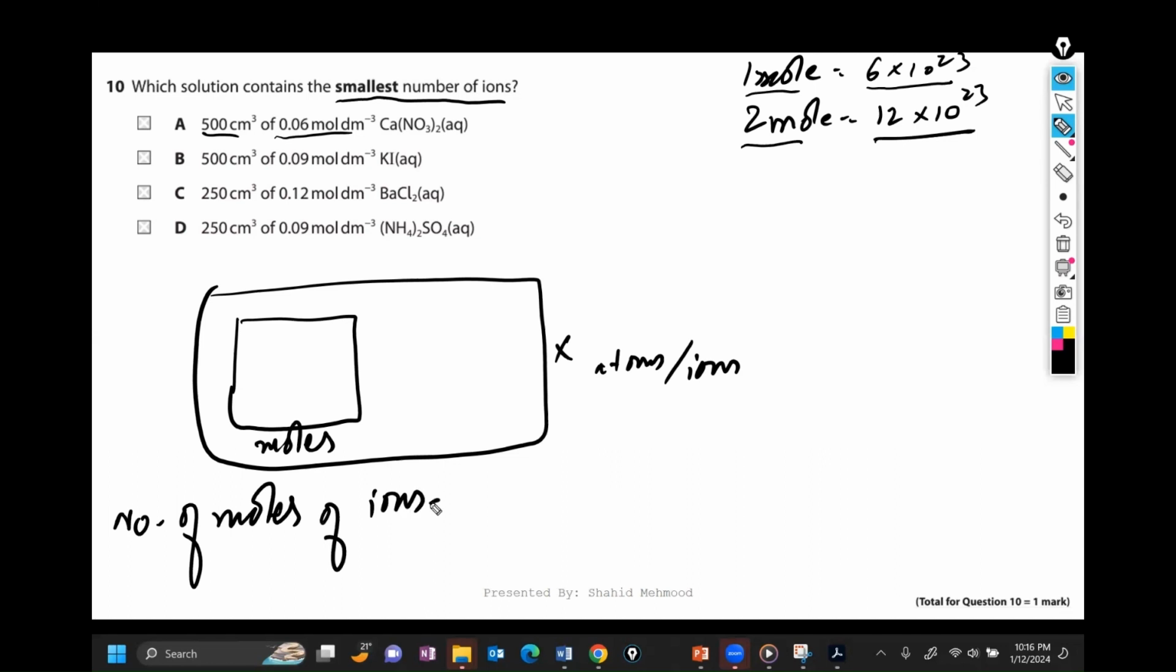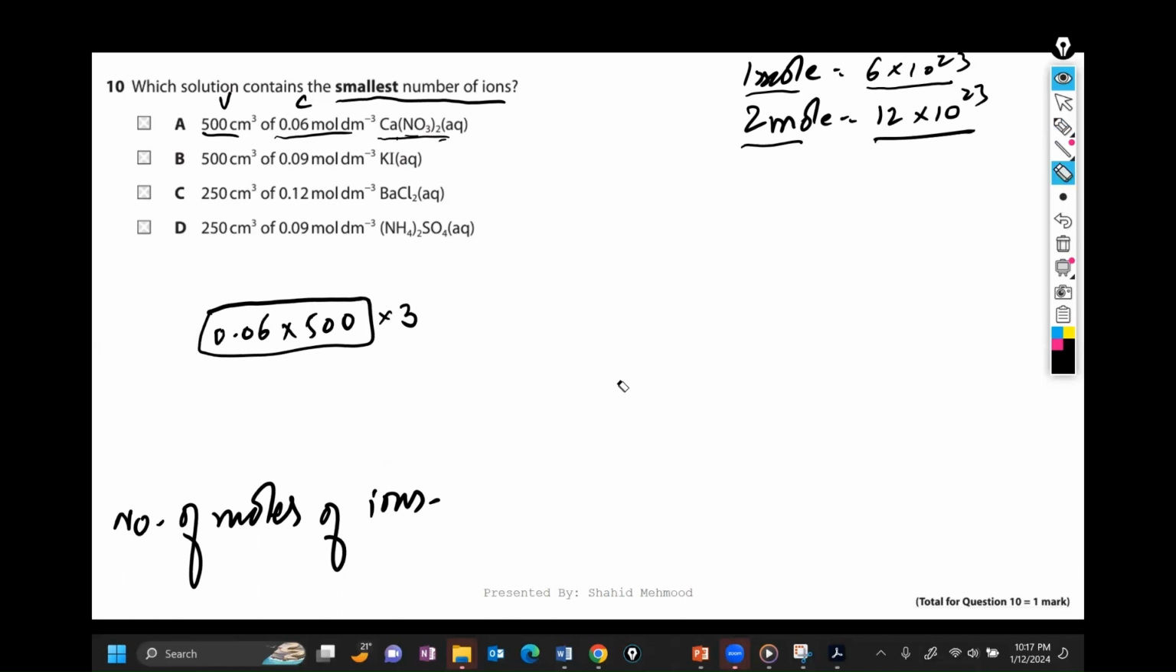So in the first case, the volumes are here, the concentration is here. Even here, all are given in cm³, so no need to change the volume into dm³. The concentration is 0.06, then times 500. So this will be the number of moles. Here I'm skipping the step that divide by 1000. And look at here, calcium nitrate. So nitrate are 2 and calcium is 1. So the total number of ions are 3. Now, by doing this method, we are finding simply or roughly the number of moles of the ions. In this case, I'm getting 90.